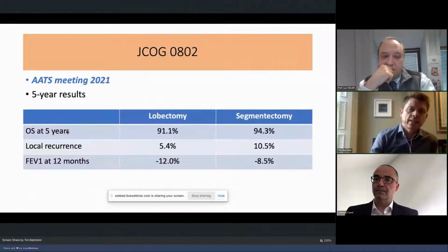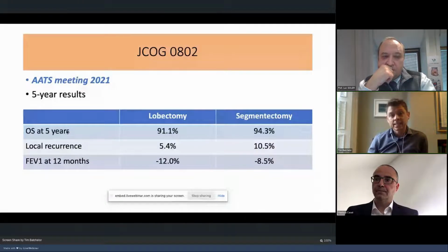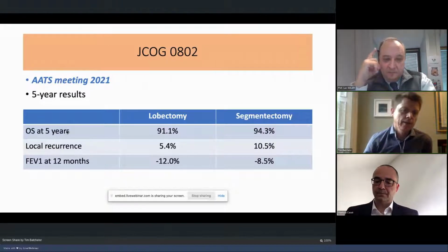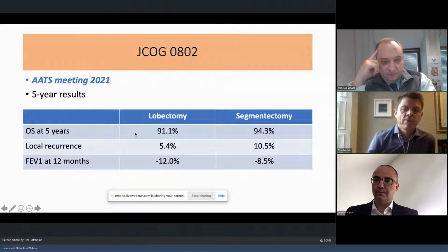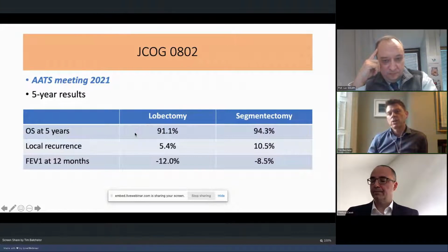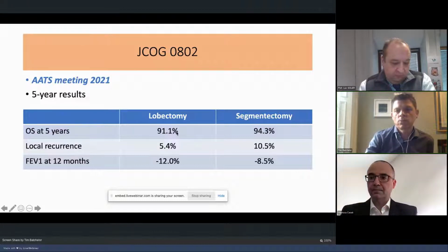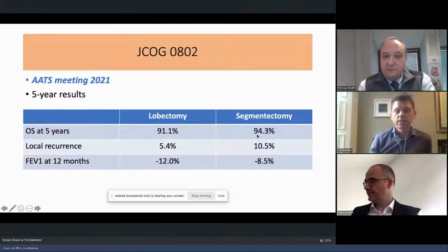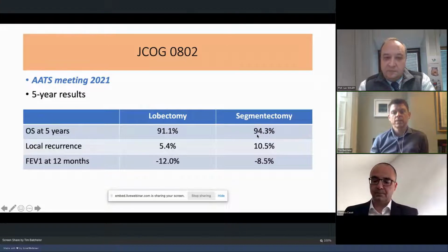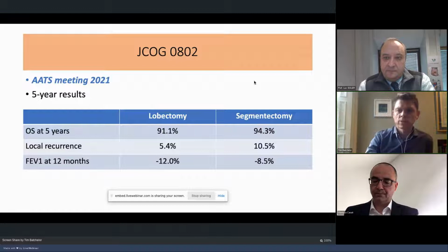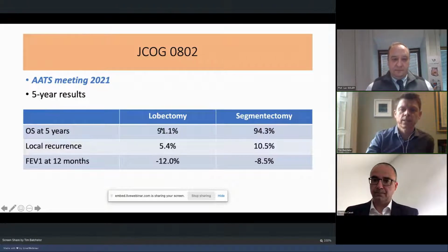So last weekend, you'll have seen the JCOG results presented at AATS, and I think David Waller is going to talk in a bit more detail about it today at the Society meeting as well. And they presented their 5-year results. And their 5-year results on face value are quite remarkable, because overall survival for lobectomy was 91%, but for segmentectomy was 94%, and this was significantly better. Bearing in mind, this is a non-inferiority study. So it's shown something that the authors were not expecting to see.